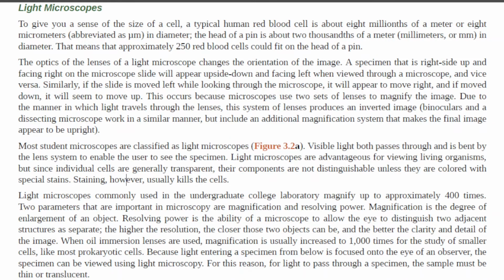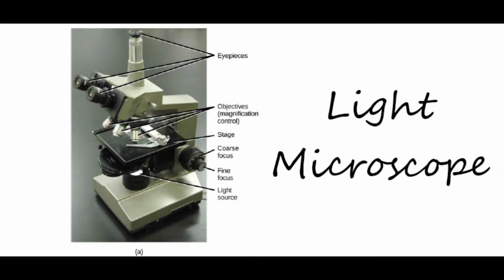This occurs because microscopes use two sets of lenses to magnify the image. Due to the manner in which light travels through the lenses, this system of lenses produces an inverted image. Binoculars and a dissecting microscope work in a similar manner, but include an additional magnification system that makes the final image appear to be upright. Most student microscopes are classified as light microscopes.